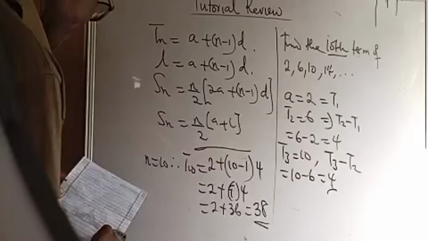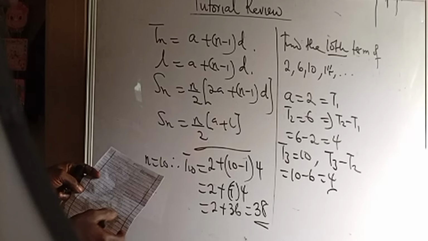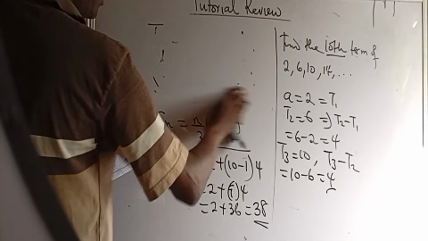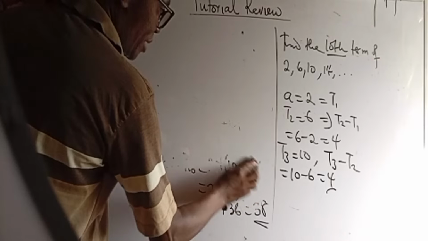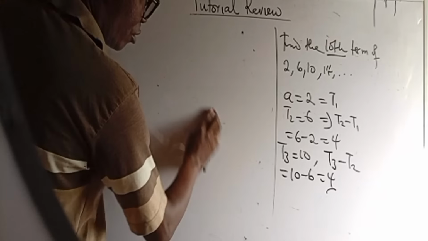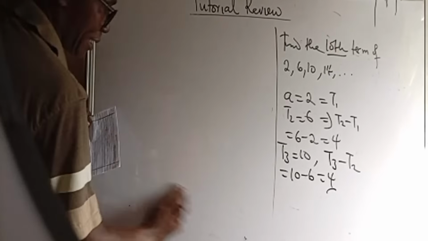Now, let's look at another aspect of AP. I'm going to use this particular example to find the sum of an AP. All these formulas must be committed to your memory. You must know how to quote them from your reservoir of knowledge, from your medulla oblongata.